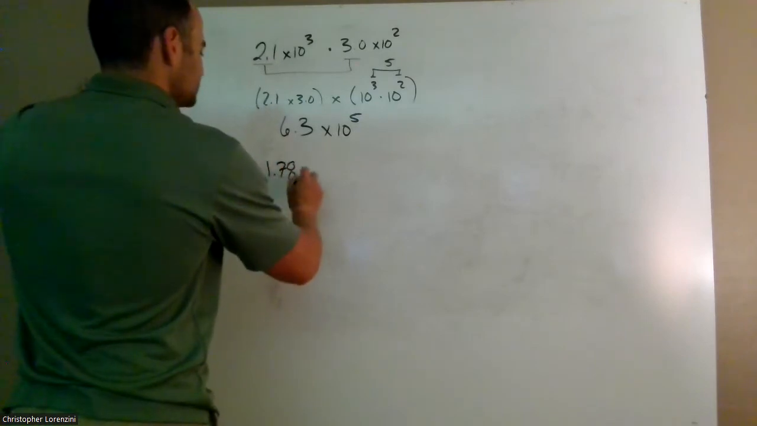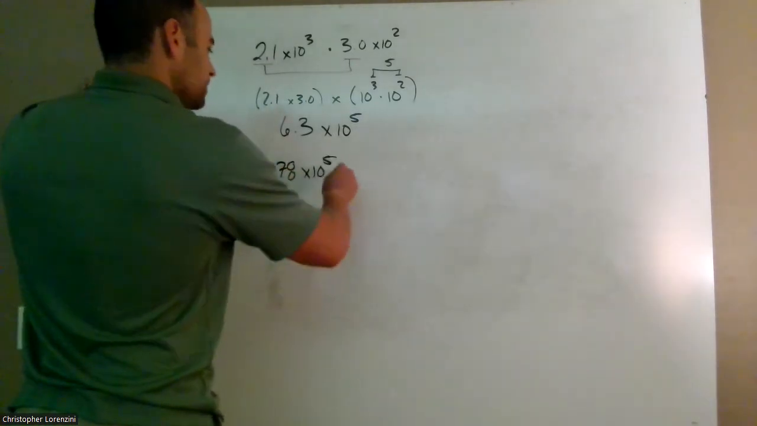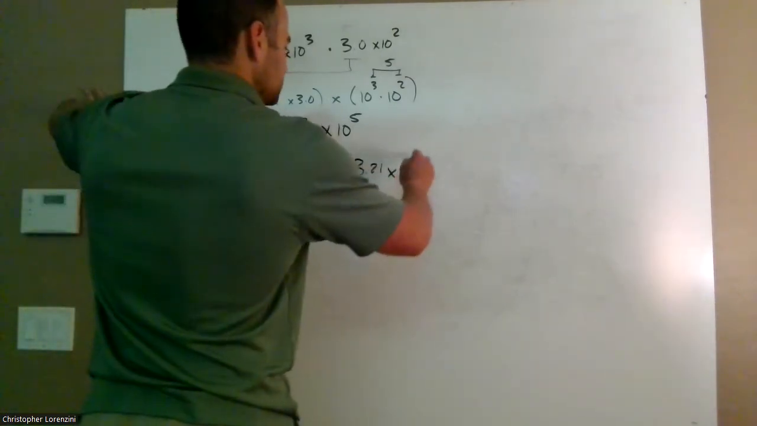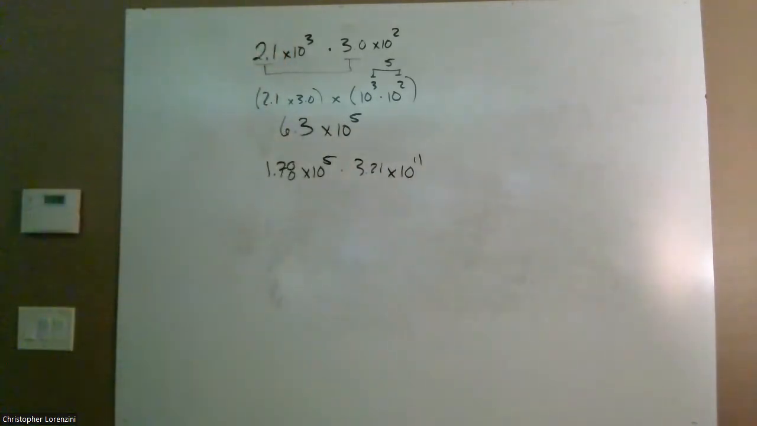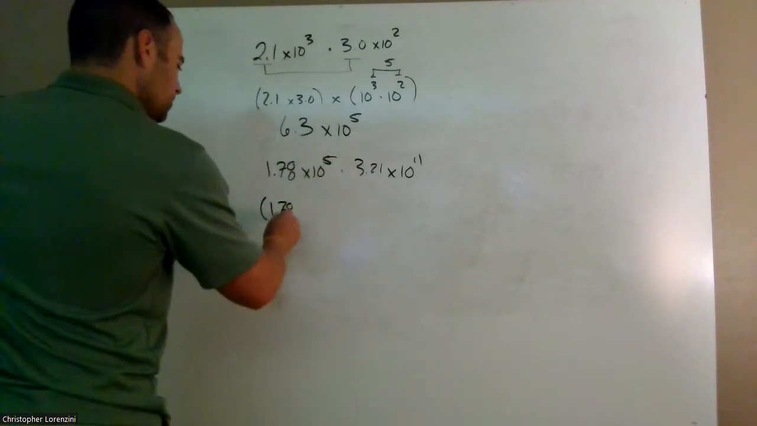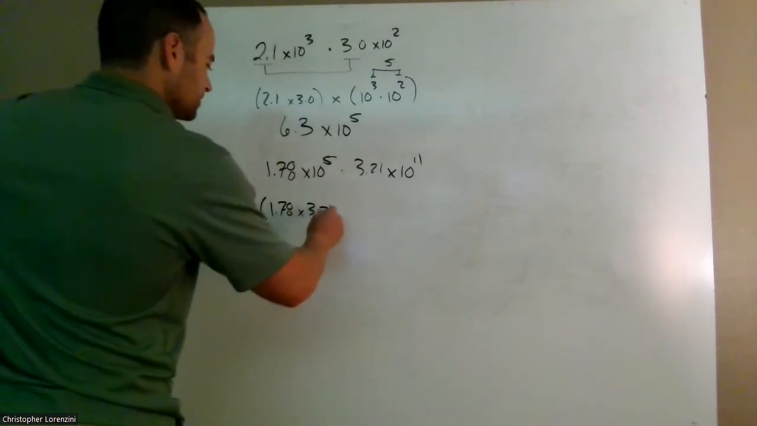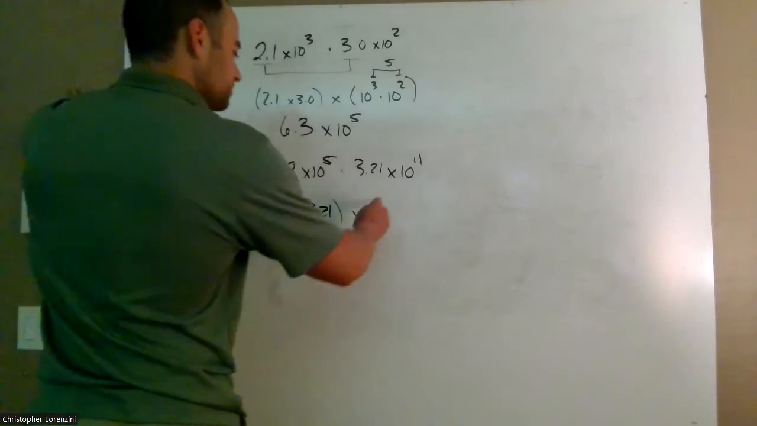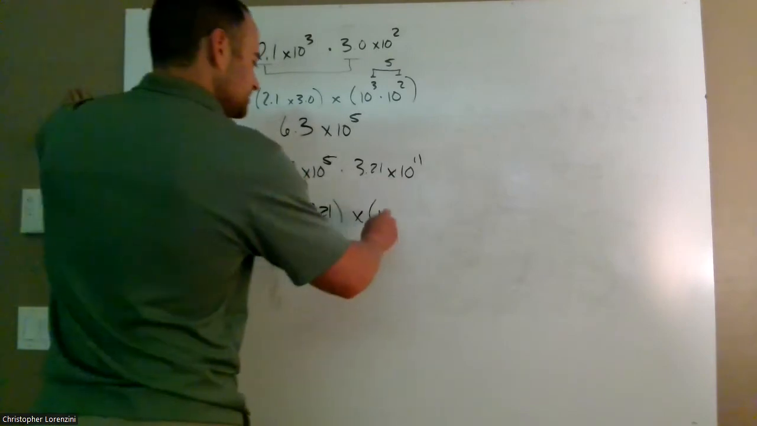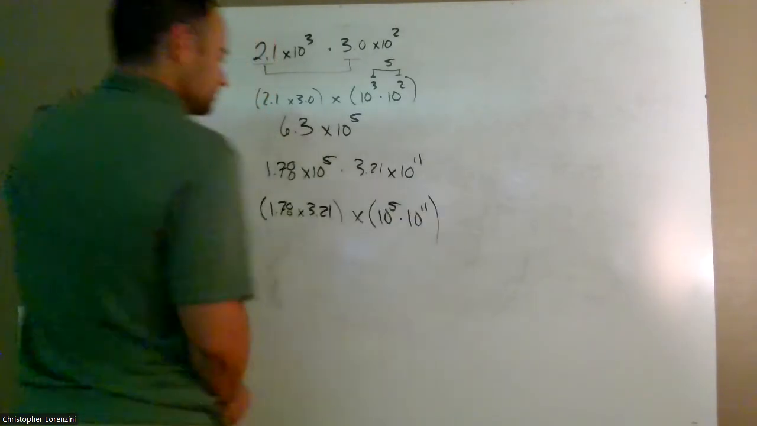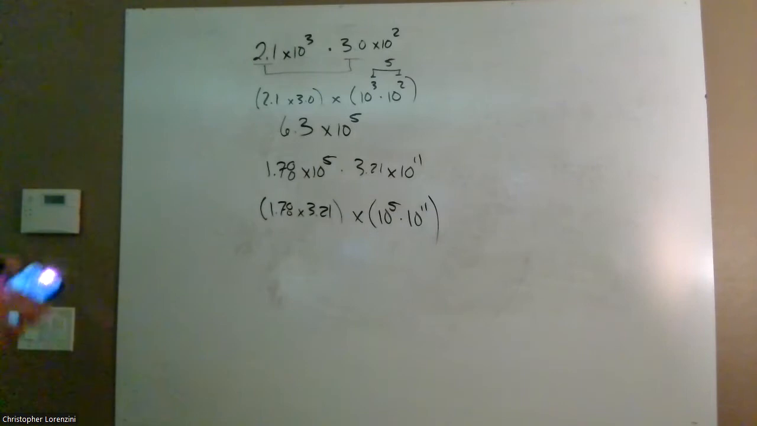So let's do 1.78 times 10 to the 5th, and let's multiply that by 3.21 times 10 to the 11th power. First thing I do, I'm going to take these numbers out front, 1.78 multiplied by 3.21. I'm going to multiply those together. And I'm going to multiply that by my tens here, 10 to the 5th times 10 to the 11th. And then I'm going to see what I get when I do the math on the back end.